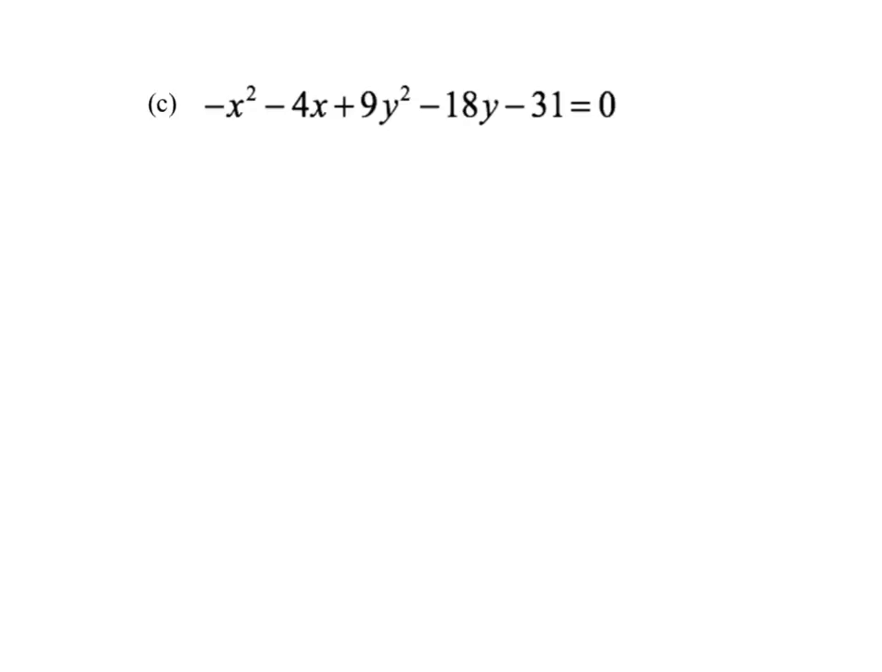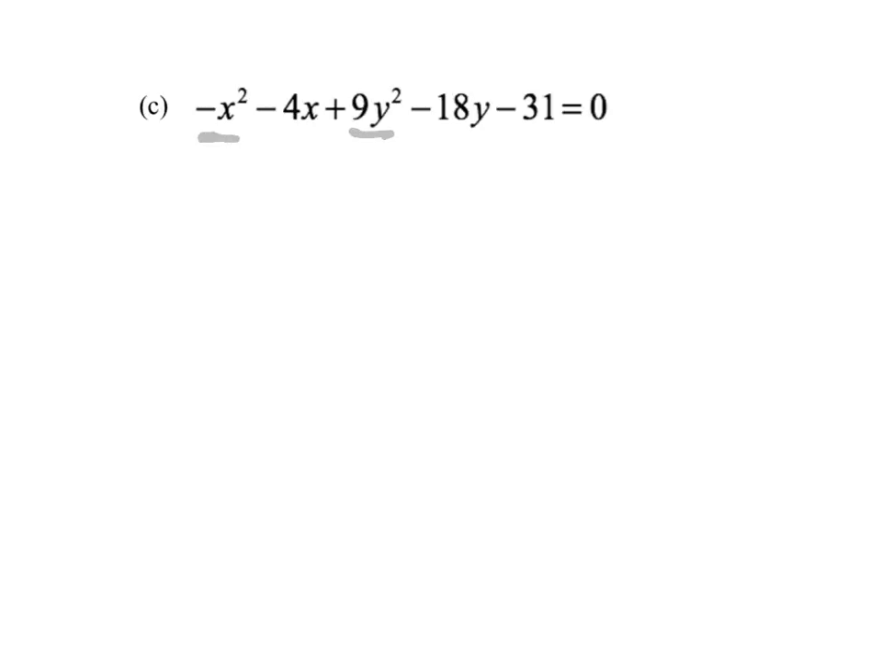We're asked to turn this general form into a standard form for a conic section. We can see that because the x squared term and the y squared term are of different sign, it's going to be a hyperbola. So we'll expect something like minus parentheses x minus something all squared, and then plus something y minus something all squared.